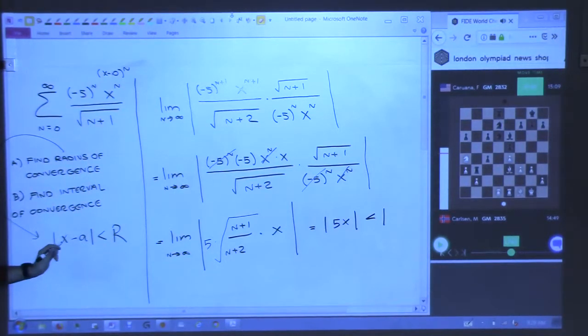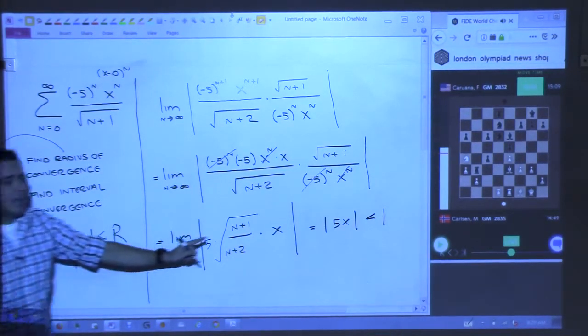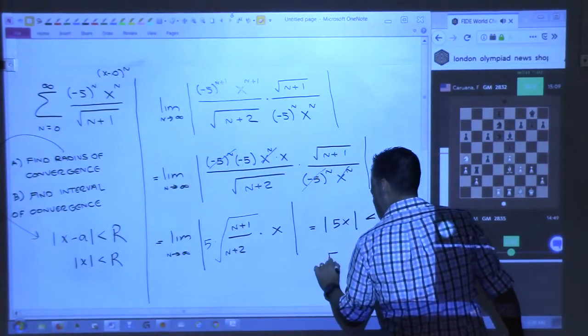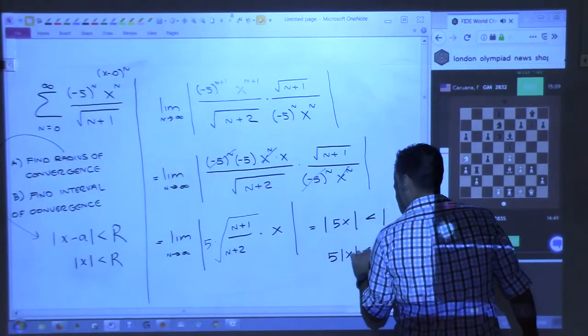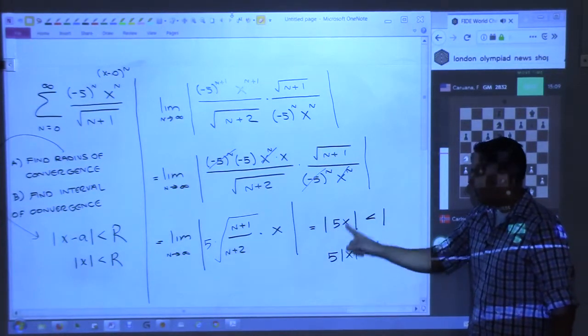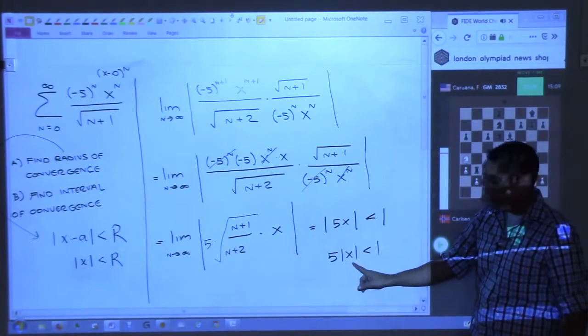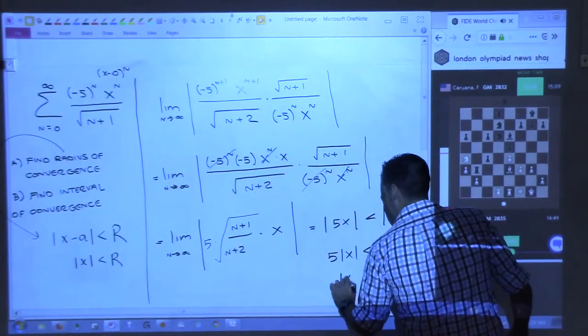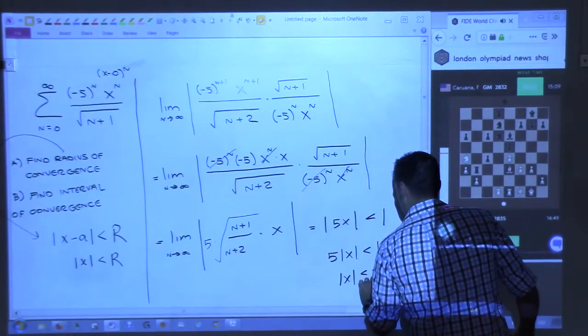So I need to figure out if I can make that over there look like the absolute value of x is less than some number r. Right now I have the absolute value of 5x. So I'm going to use some properties of absolute value: the absolute value of 5 is 5, the absolute value of x is the absolute value of x. And now I can divide both sides by 5. So I have the absolute value of x is less than 1/5.